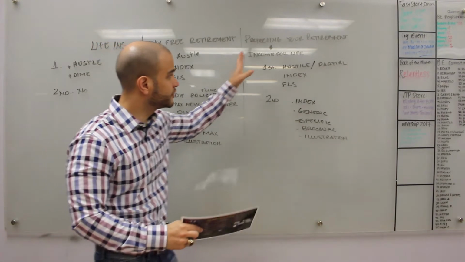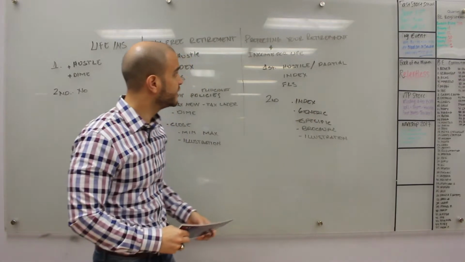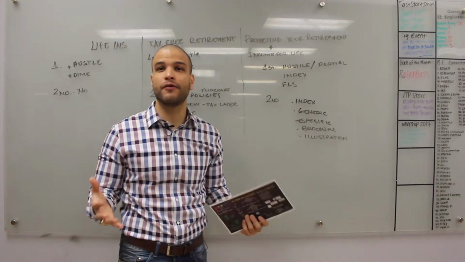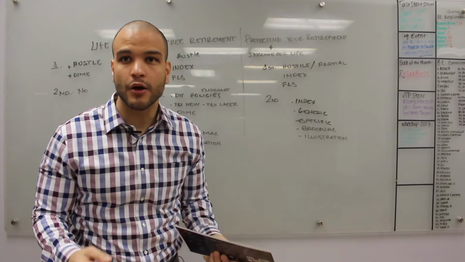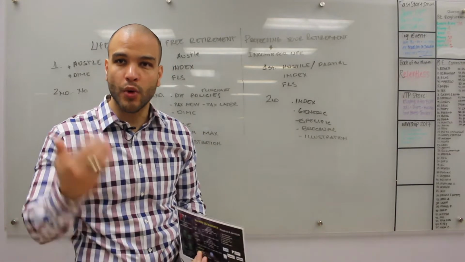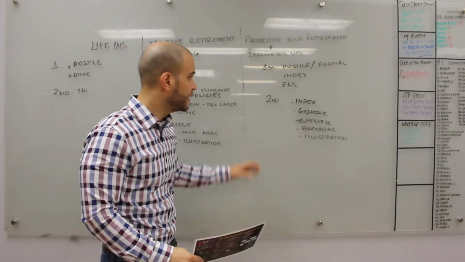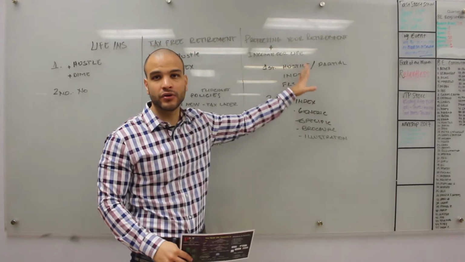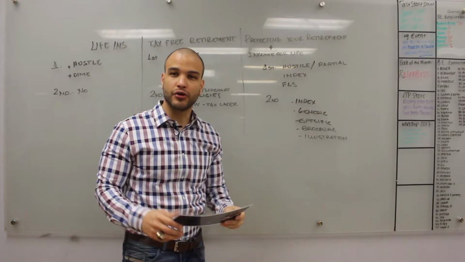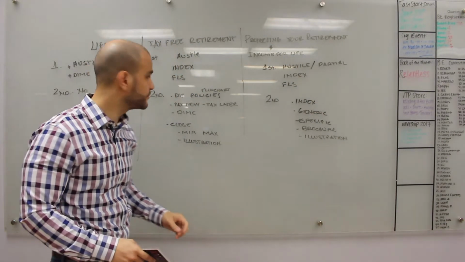The third solution is protecting your retirement and having an income for life. Specifically, when to offer an annuity, when to offer an index annuity, and what the process is to offer that to the client. So let me give you an idea of how this goes.